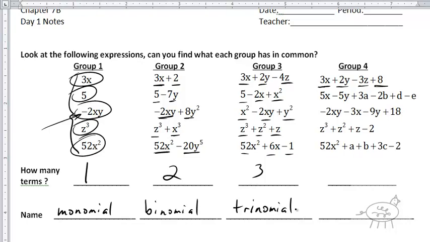And anything with 4 or more terms, we'll write this here: how many terms? 4 or more. We call it by a generic name. It's called a polynomial. Poly means many.